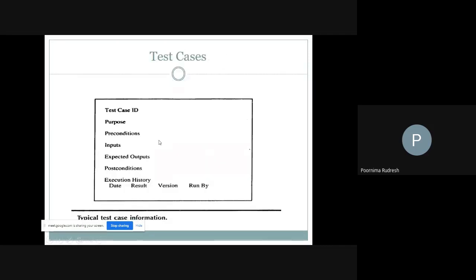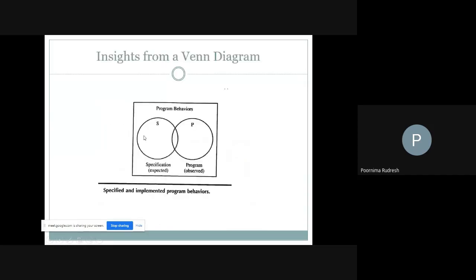In the next class, you are going to study the different test cases: what test cases are, how to develop them, and what test cases we can have. We can study that with an example. Next, you are going to study what a Venn diagram is and why we require the Venn diagram in the testing process.